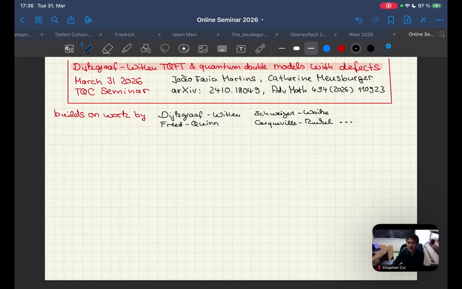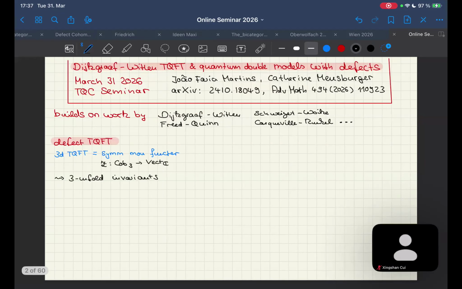And it should be noted there's a huge body of work on Dijkgraaf-Witten TQFT. Well, originally Dijkgraaf-Witten, then there was a formulation by Fried and Quinn. Then there's more recent work, especially concerned with defects and extensions. So there's a lot, and I will not always be able to give the full list of citations. So just very basic, what is this? What is a Dijkgraaf-Witten TQFT with defects?